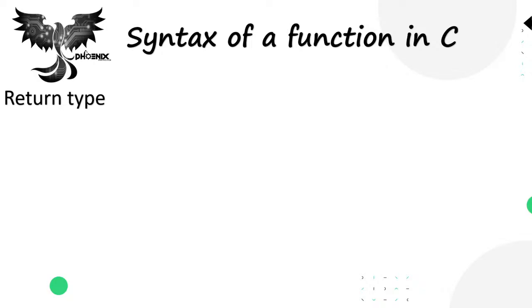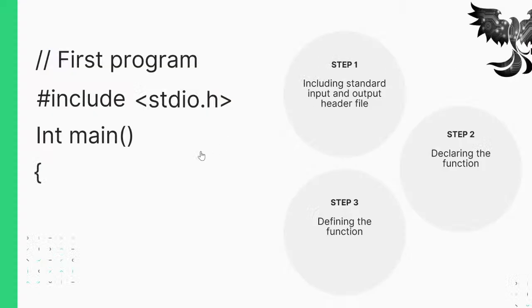The first thing is the return type. I will explain what the return type is. After the return type, you give the name of the function. Here the return type is int, which is a keyword. A keyword is a special word which gives some meaning. In main, the return type is integer. I will explain the return later; if you don't understand now, no problem.